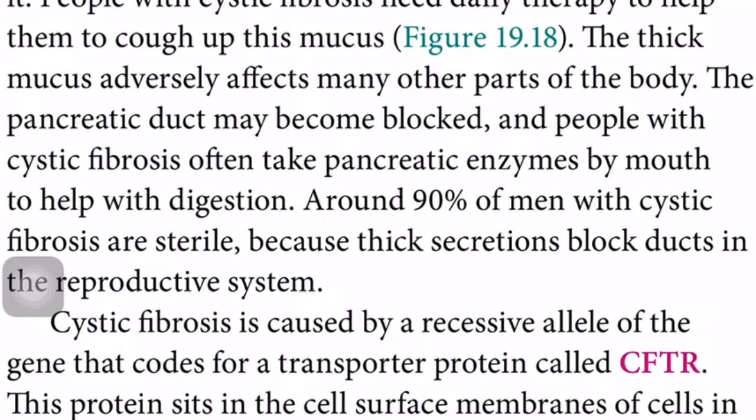Around 90% of the men with cystic fibrosis are sterile because thick secretion blocks ducts in the reproductive system. If the ducts in the reproductive system are blocked, then sperm cannot be ejected because they are blocked. And so how can they reproduce if there are no sperm? Because in reproduction, the man's sperm and the woman's egg join to form a zygote.